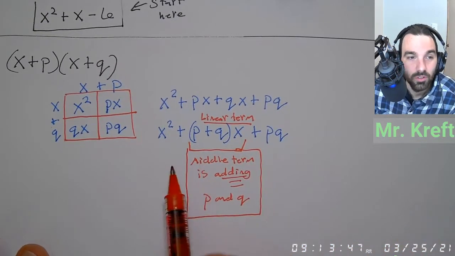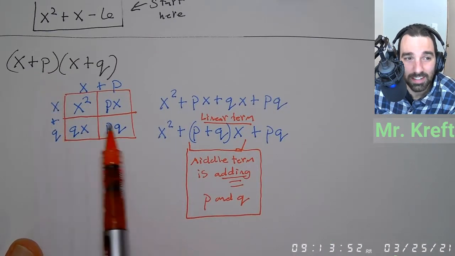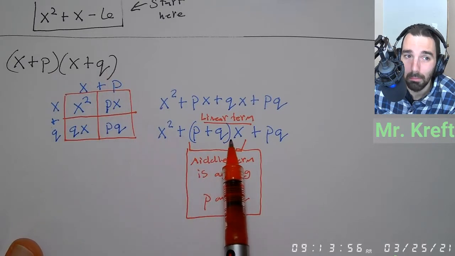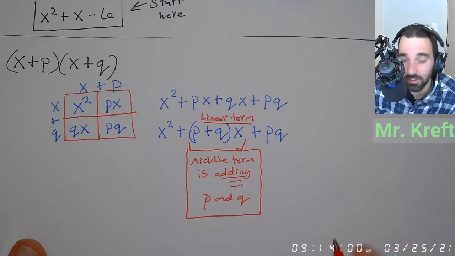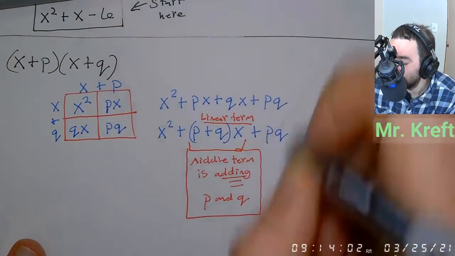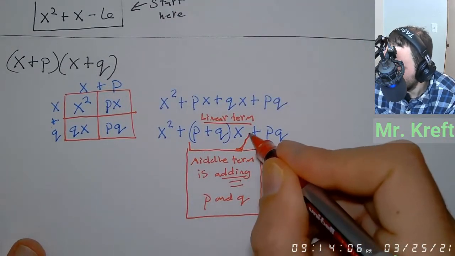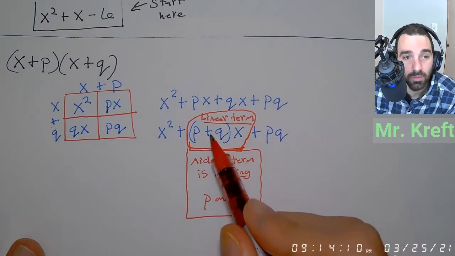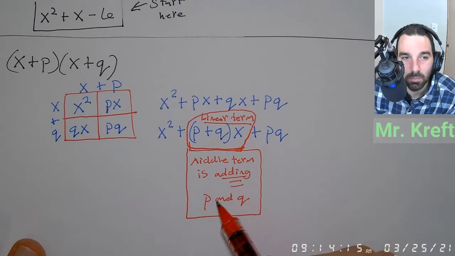Okay, so it's almost like a shortcut, right? You guys see how it's a shortcut? Like instead of doing this box, I can just add these two, throw an x with it, right? Kind of cool, right? And so we're going to use this pattern to work backwards. Now, the other thing, right? So this middle one right here, maybe I should circle it in red so you guys really know. There we go. So that middle term, which is the fancy word is linear term, is adding p and q.